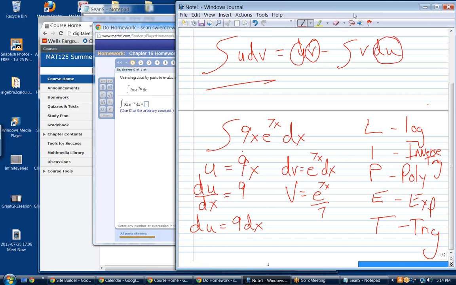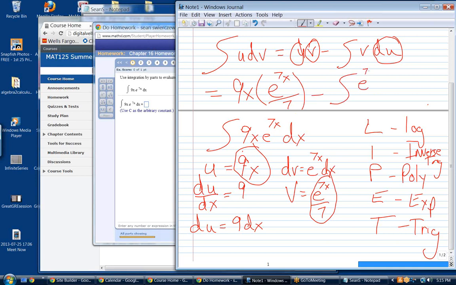So I can do the translation. If we go up here and write it out, u is 9x, v is this, minus the integral of e to the 7x over 7 times du, which is 9 dx. At first glance, it might not appear that we've accomplished much, because we started with an integral that we didn't know how to integrate, and we still have an integral. The difference is that we now have an integral that we know how to integrate. I can integrate that. So after I integrate this, I've solved my problem.